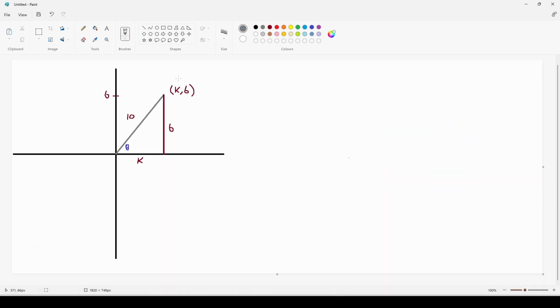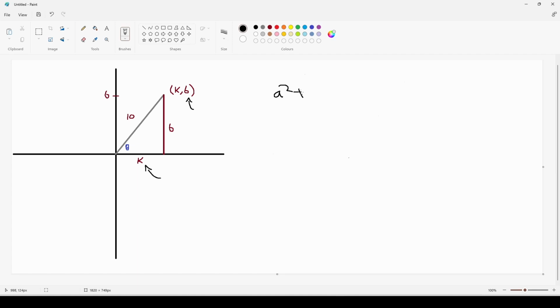Next, we have another example where we are given a point (k, 6) and told that it is 10 units away from the center here, meaning that our hypotenuse is equal to 10 and our opposite is equal to 6 because we have the y value 6 here. And we are left with the variable k, and we're going to have to solve for that. This is done pretty easily, again, using the Pythagorean theorem.